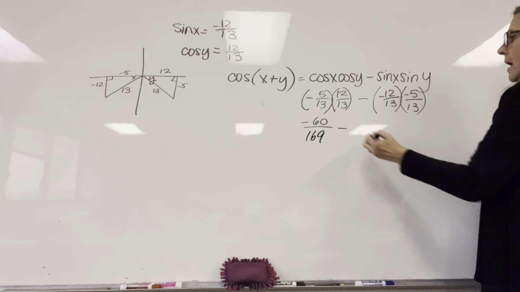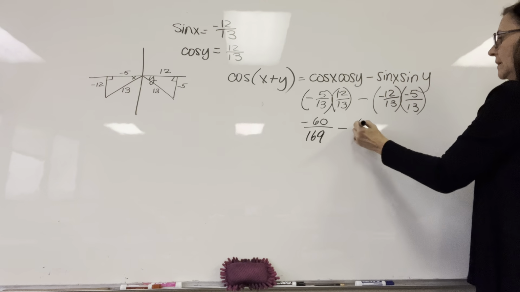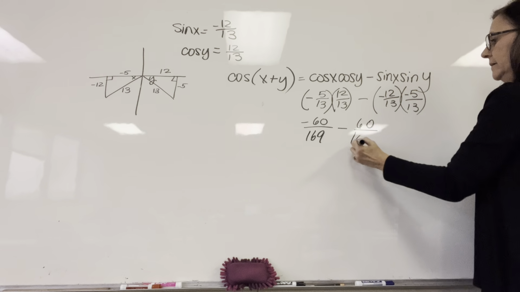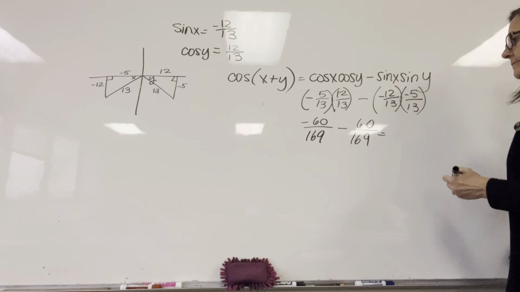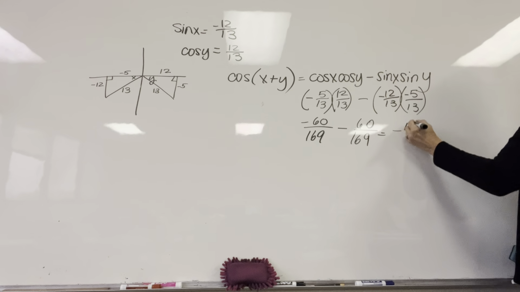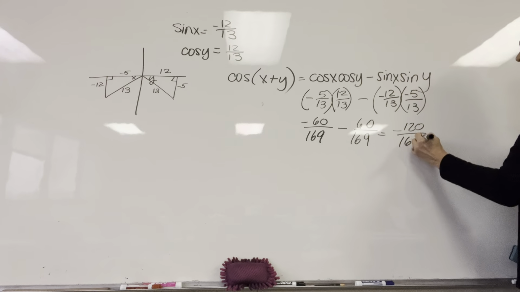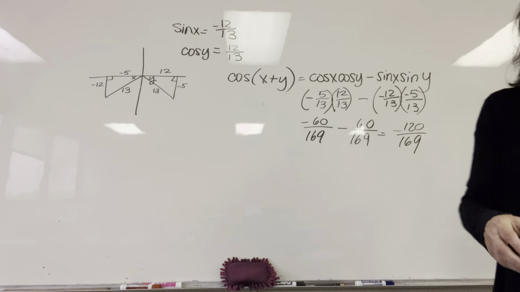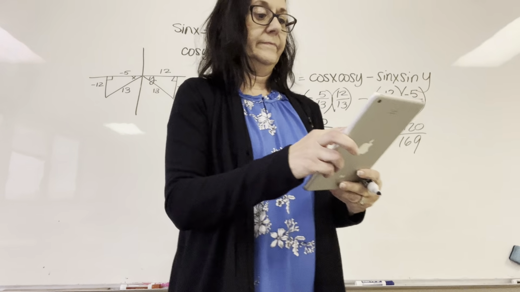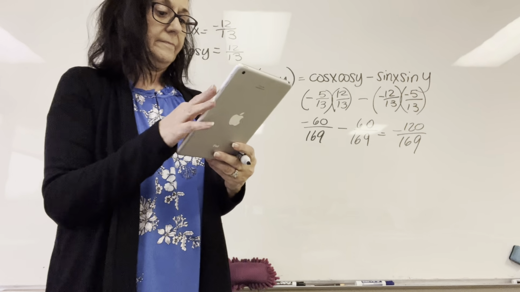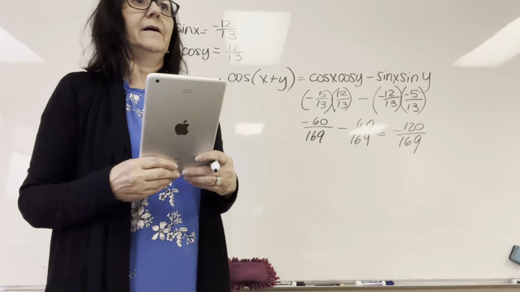Yeah, and it's going to be minus another 60 over 169, which is negative 120 over 169. I don't know if that can be simplified. And that's the answer. That is the answer.